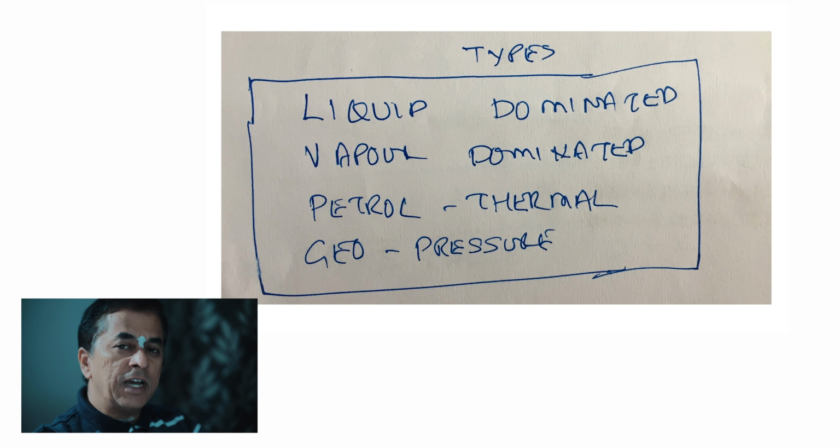Then what are the types of geothermal wells which are available? They are liquid dominated, vapor dominated, petrothermal, and geopressure. These are the four categories of geothermal wells.